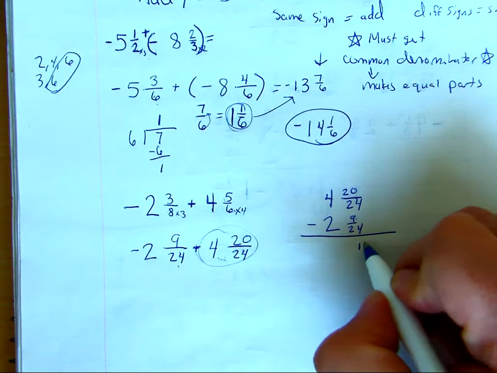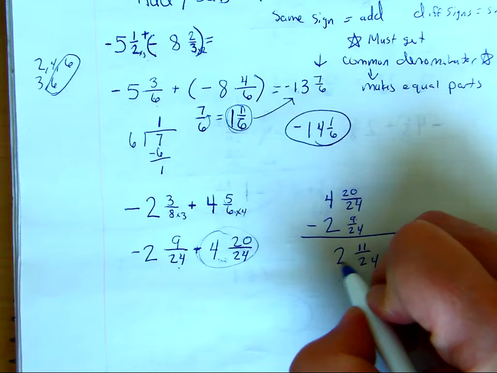20 minus 9 is 11 over 24. 4 minus 2 is 2.